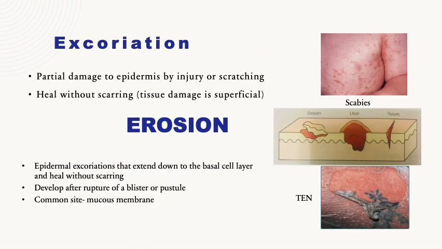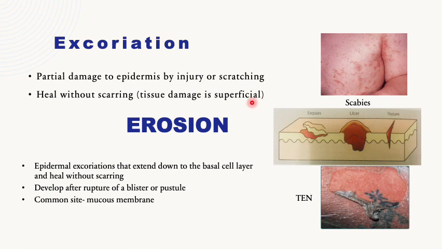For excoriation, it is a partial damage to the epidermis by injury or scratching, and it heals without scarring, and the tissue damage is superficial. This is an example photo of scabies. You can see multiple excoriations and papules on the trunk and the limbs.